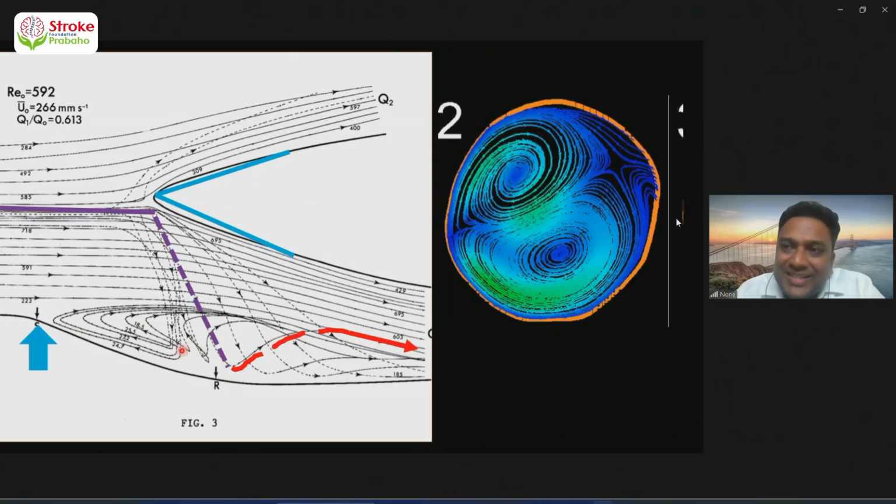Whenever we do a DSA, we see this stagnant flow beyond in the carotid bulb. And this is the flow dynamics that explains it. So one more thing we need to keep in mind is that a high velocity jet is a high shear and a low velocity jet is a low shear.